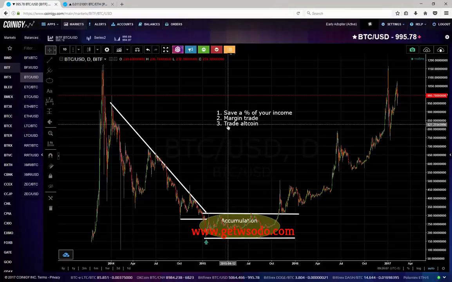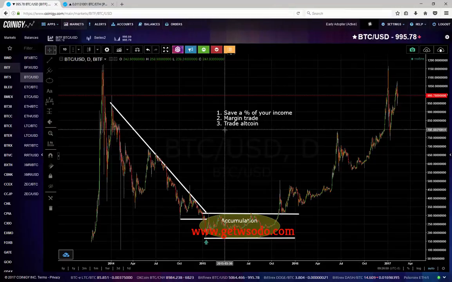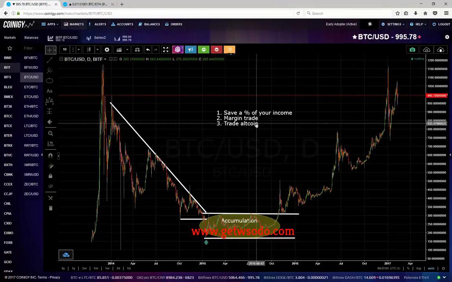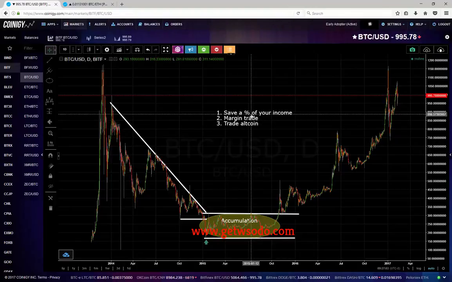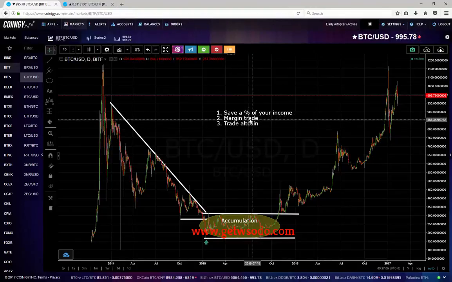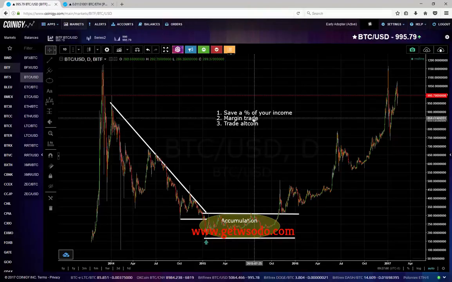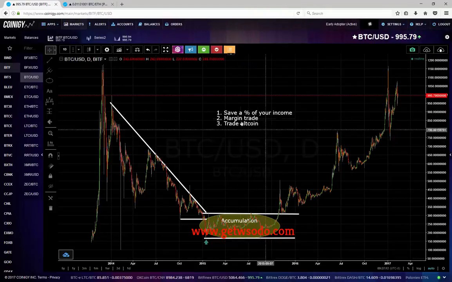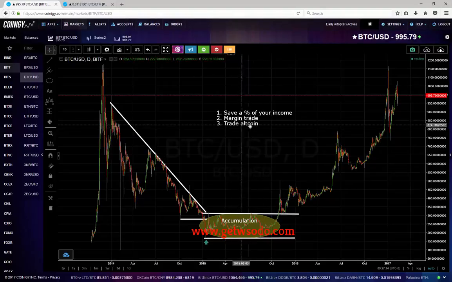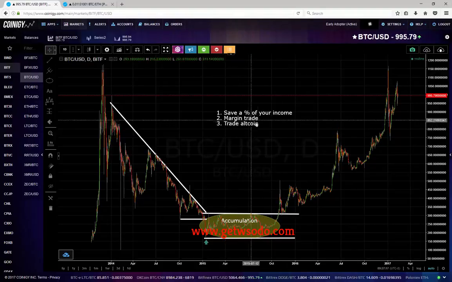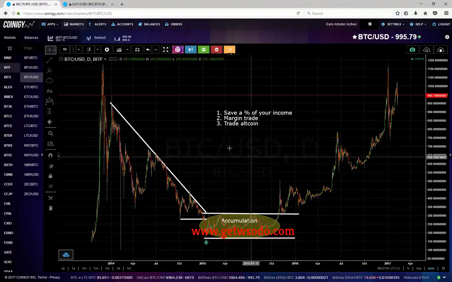Now, let's say you were accumulating another type of coin and you were bullish on something else. Well, you could still apply the same thing. You could margin trade that coin and use your base collateral, your base deposit of that coin, and convert all your profits into that coin. Or you could trade altcoins and then, instead of holding your profit in Bitcoin, convert all your profit into that particular altcoin.